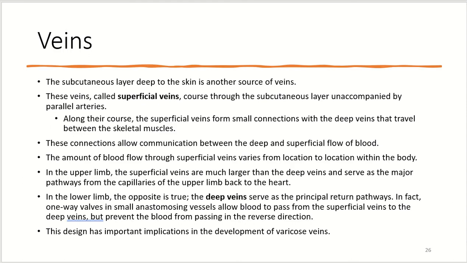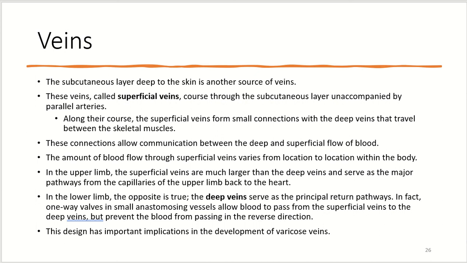We also have the subcutaneous layer that's deep to the skin, which is going to be another great source of veins. So these veins are called superficial veins, and they're going to course through that subcutaneous layer unaccompanied by parallel arteries. So along their course, these superficial veins are going to form small connections with the deep veins that travel between the skeletal muscles. These connections are going to allow for communication between deep and superficial blood flow. The amount of blood flow through these superficial veins is going to vary based on location within the body.